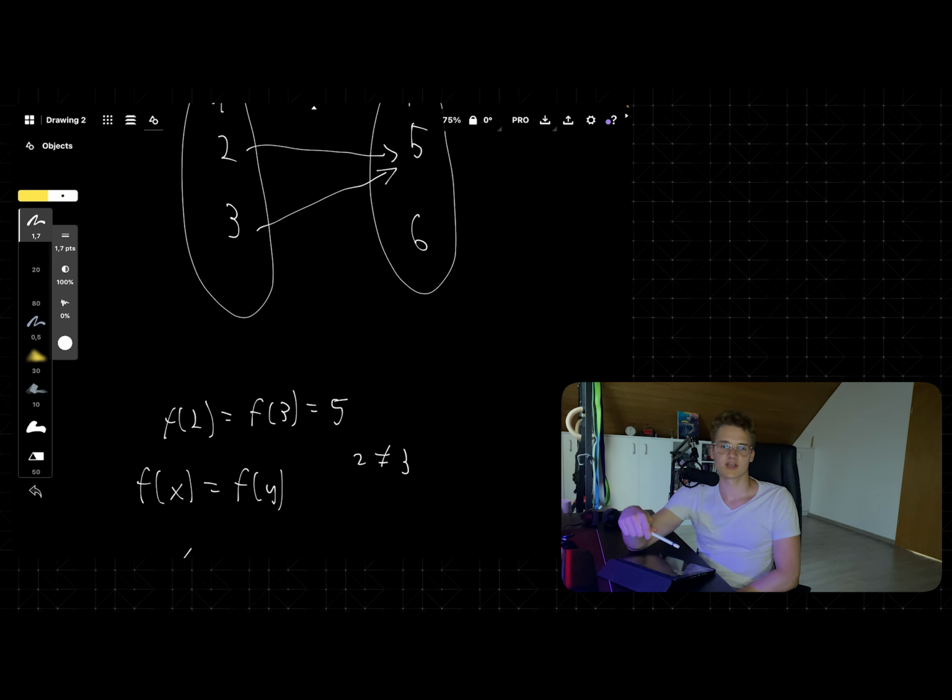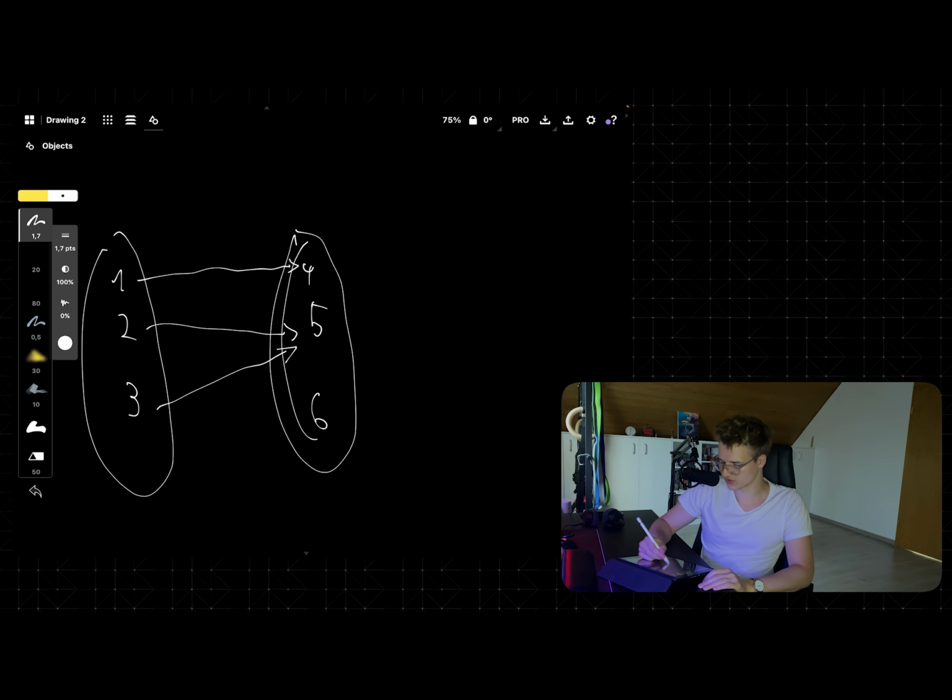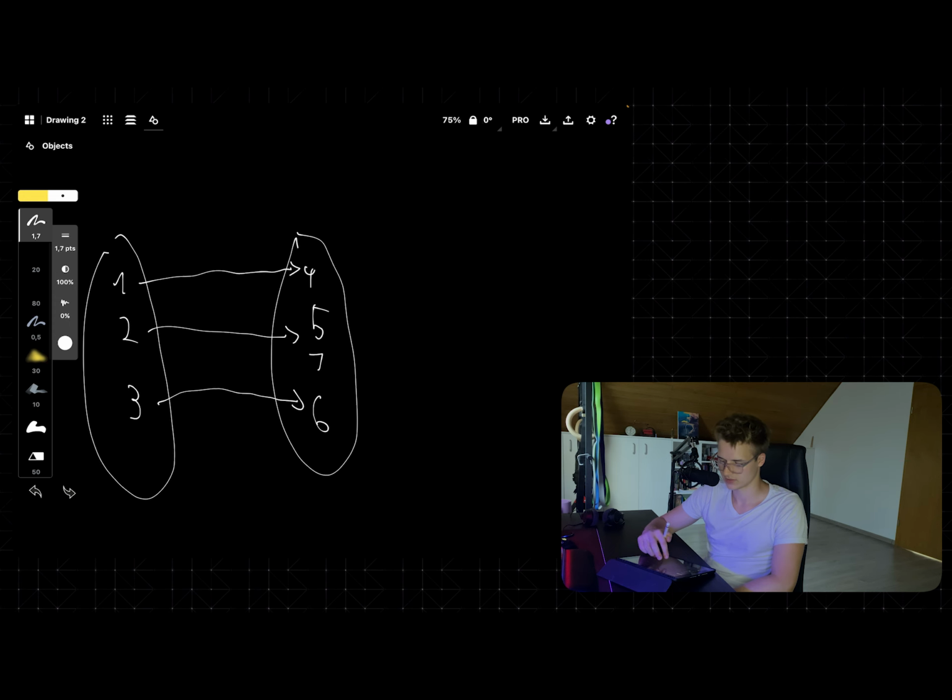A function is surjective if every element in the codomain has an arrow pointing towards it. In this case, this function is not surjective because 6 has no arrow pointing towards it. If we did this, it would be surjective because it has an arrow pointing towards it. If we added a 7, it would no longer be surjective because it doesn't have an arrow pointing towards it. Okay?